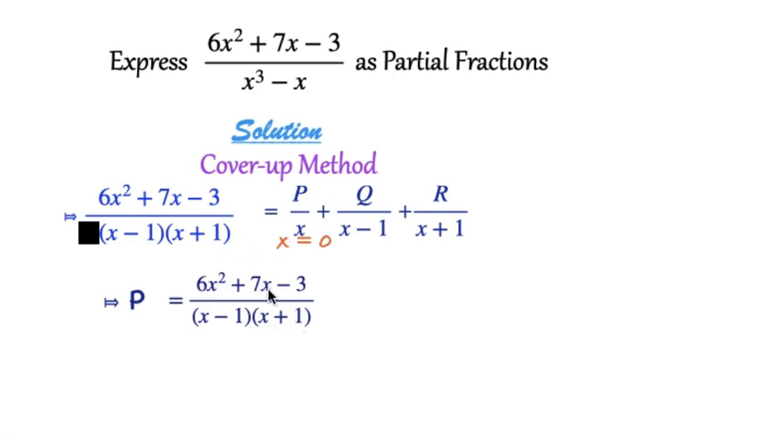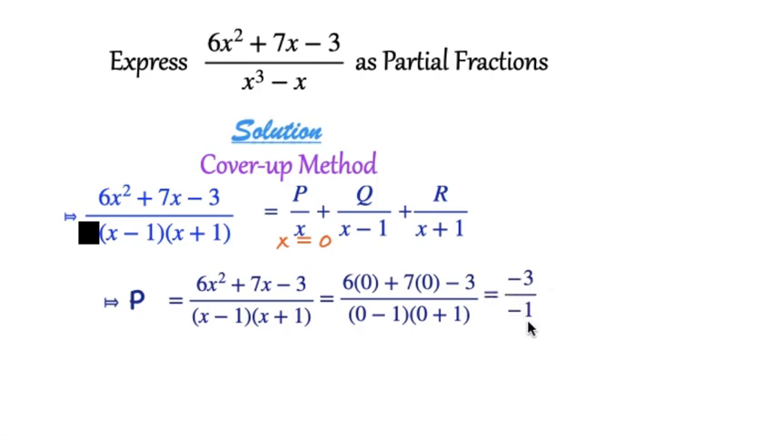So we substitute x with 0 in the fraction, and we have 6 times 0 plus 7 times 0 minus 3 over (0 minus 1) times (0 plus 1). This is 0, 0. We have minus 3 at the numerator. Minus 1 times plus 1, we have minus 1. Therefore, the fraction becomes minus 3 over minus 1. Minus 3 over minus 1 is equal to 3.